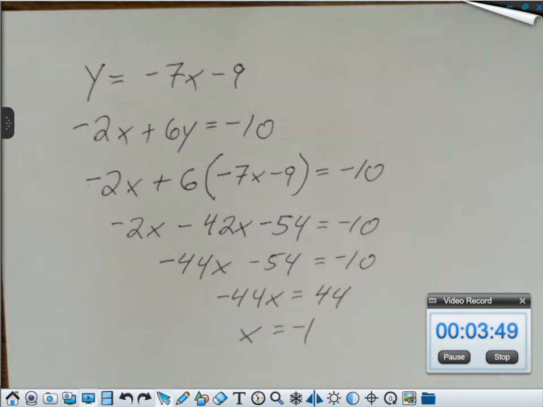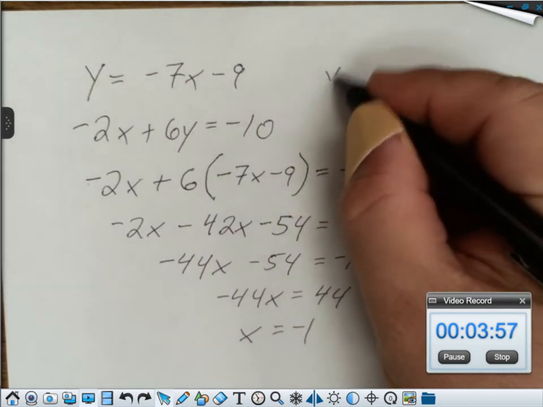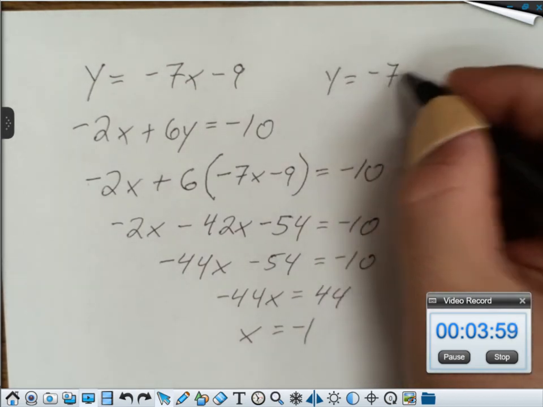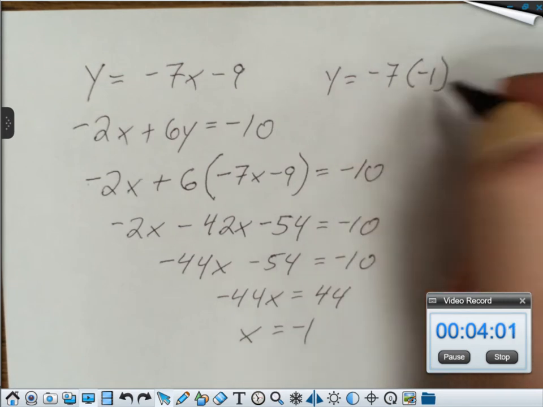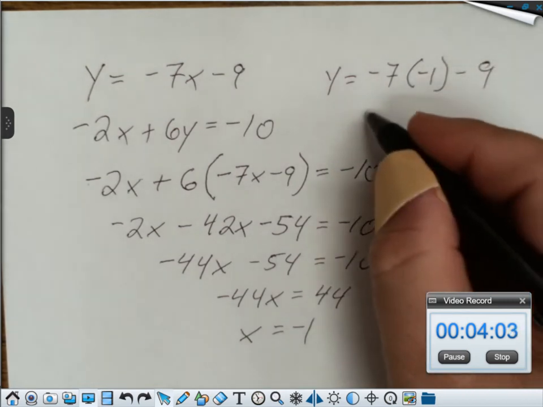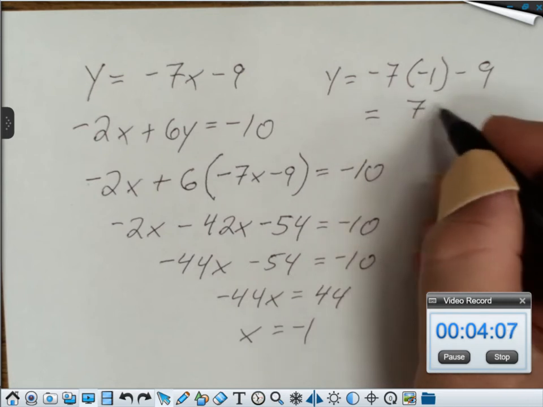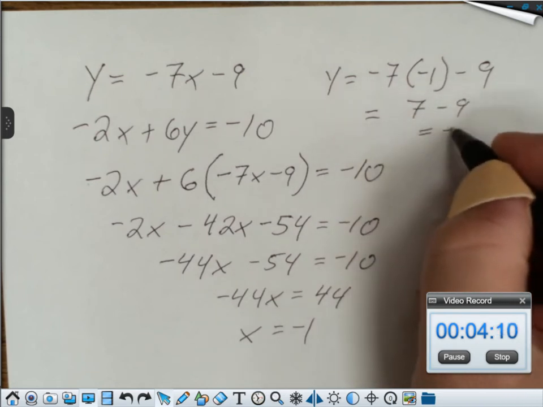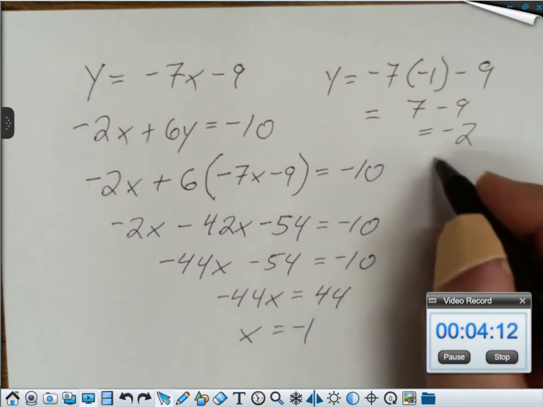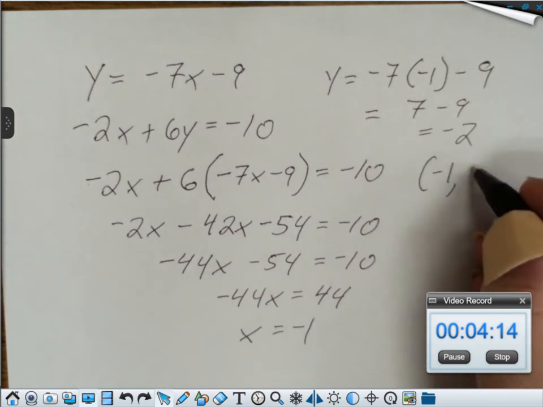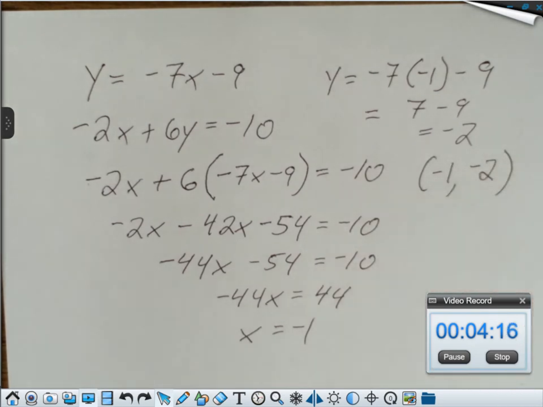So now that we have x equals negative 1, we can find out what y is because we have an equation that tells us y equals negative 7x minus 9. So I'm going to say y equals negative 7 times x minus 9. And so in this case, negative 7 times negative 1 is 7 minus 9. So this is negative 2. So our x is negative 1 and our y is negative 2.